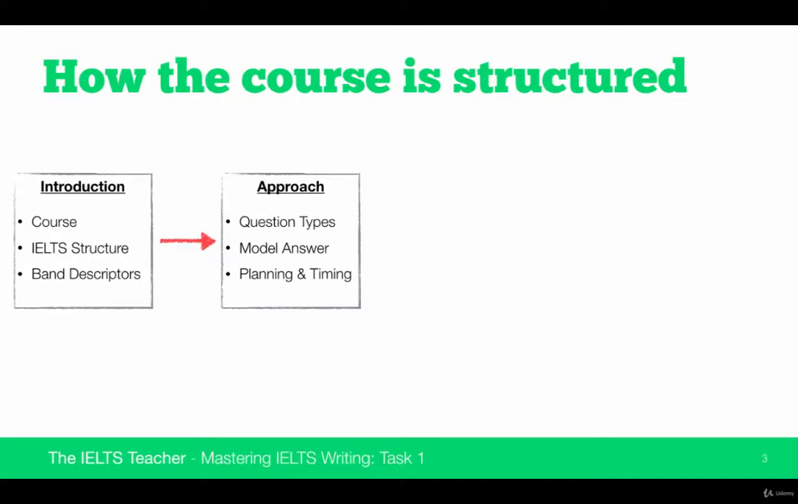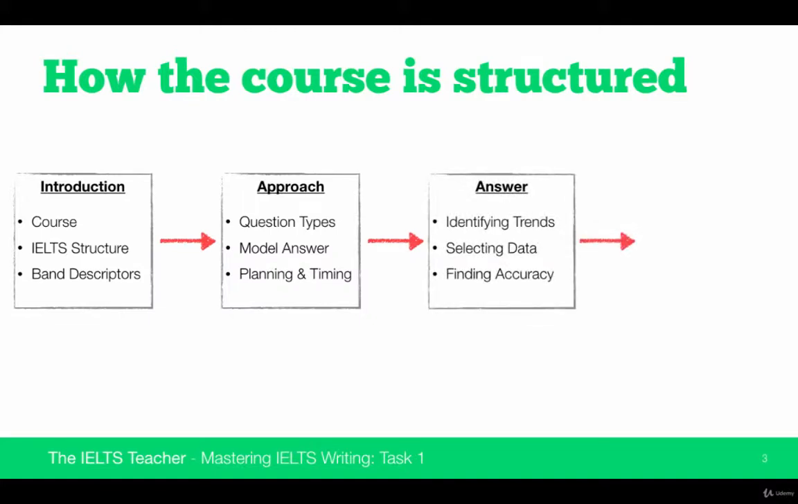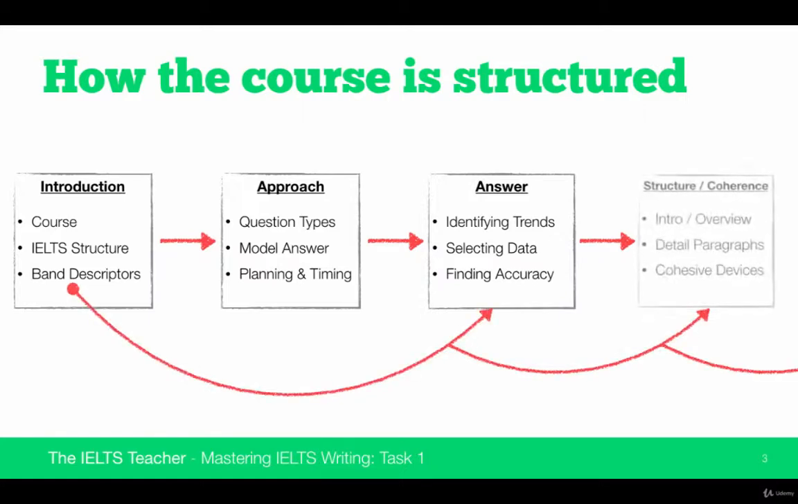is a good response. We then consider the band descriptors and begin by looking at what's called task achievement. That will become clear later on, but that's basically about the general answer and how well we are responding to the task requirements, how well we're identifying trends, selecting data, covering the task requirements, and finding accuracy in our writing. As mentioned, this is one of the key band descriptors.